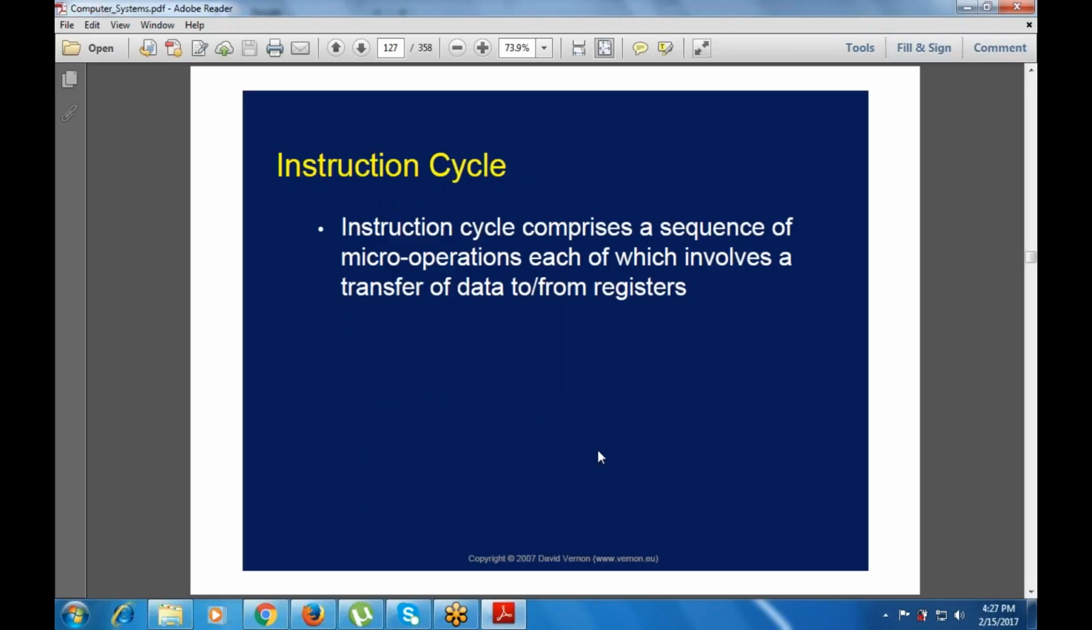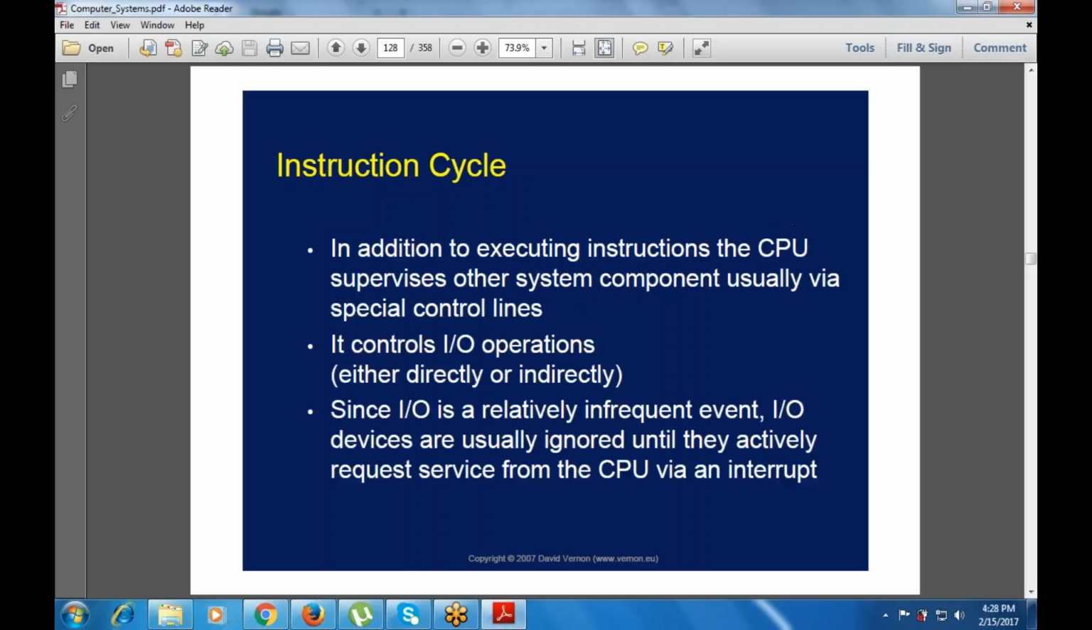The instruction cycle comprises a sequence of micro operations. Micro operations include whatever operation, each of which involves a transfer of data to and from the registers. Whatever data and registers are available can be used within the scenario. So each involves a transfer of the data from one register to another register.